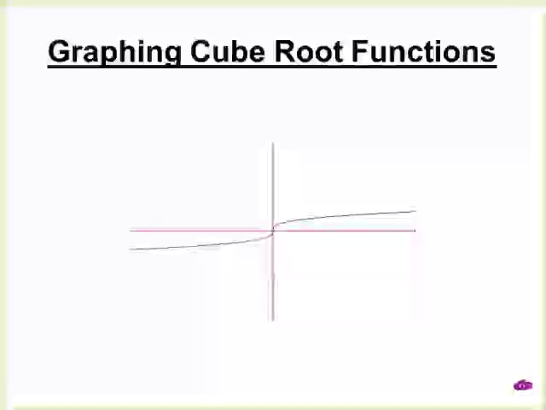Cube root graphs. Cube root graphs do not have an endpoint. They go on forever in both directions. So we get arrows on both ends, and they just kind of have this swoop that happens in the middle of the graph.